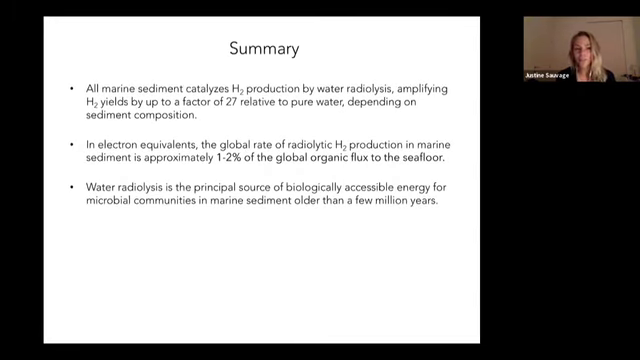However, if we only focus on the subseafloor, both hydrogen as well as radiolytic oxidants are really principal sources of biologically accessible energy for microbial communities. So this not only has implications for our understanding of life in the subseafloor on Earth, but also for assessing habitability of other planets and other subsurface environments on this planet. So it's a pretty significant shift in our understanding of sources of energy and how those microbial environments are fueled.